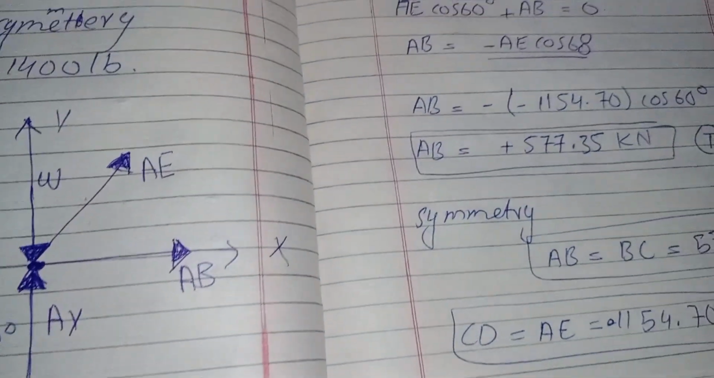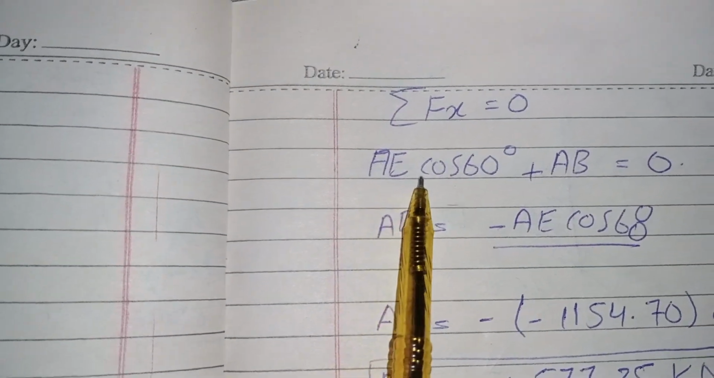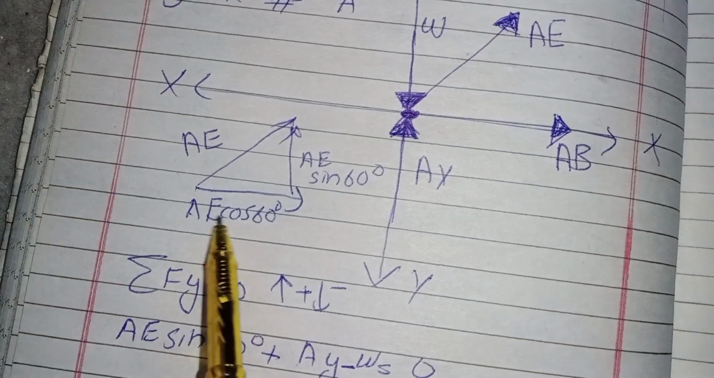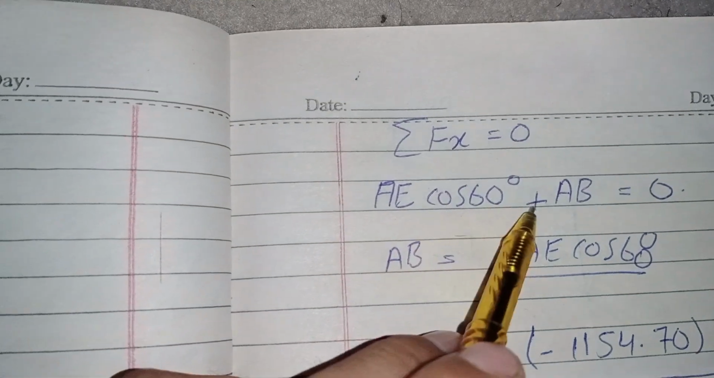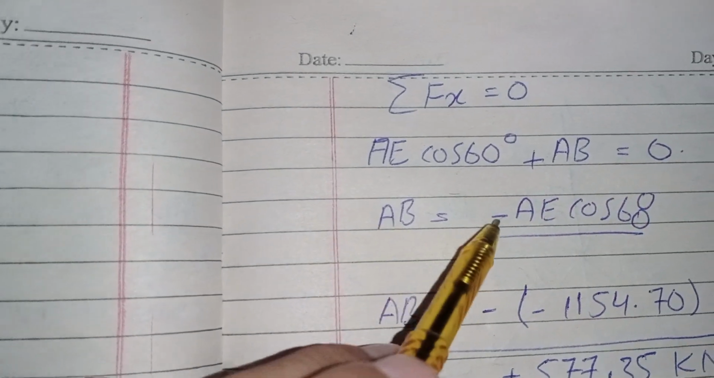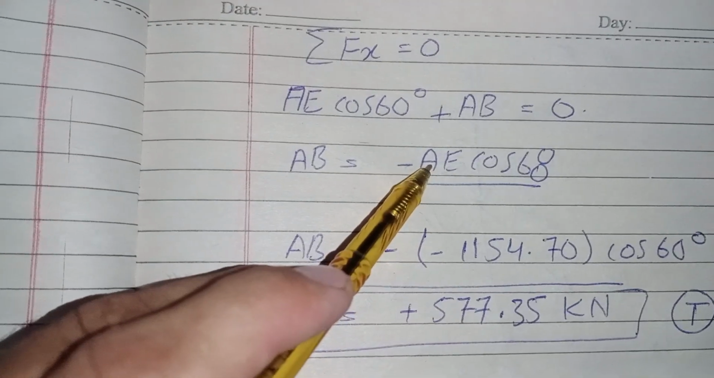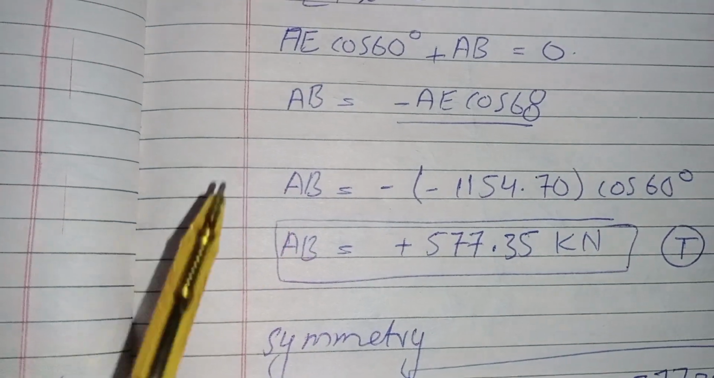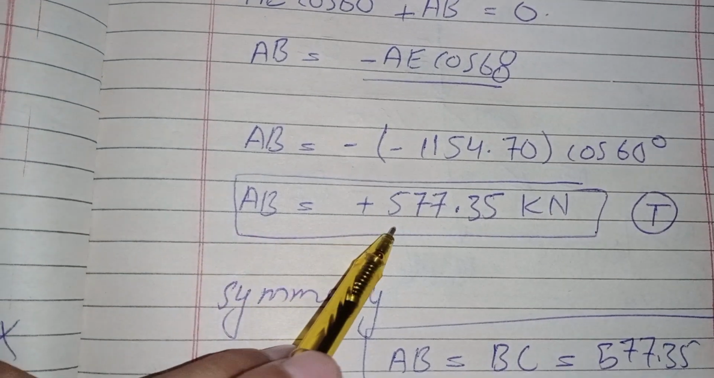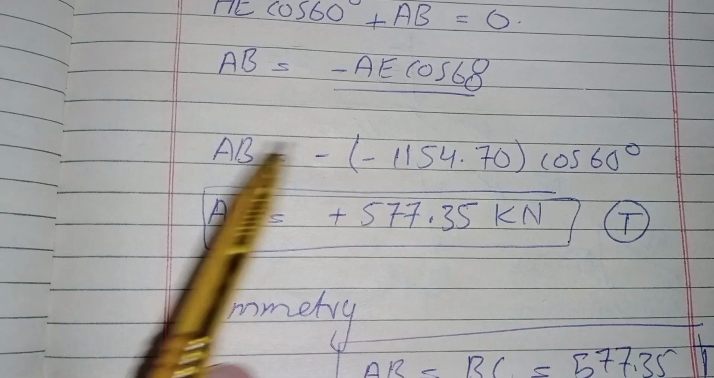so now summation of all horizontal forces on this joint equal to 0. So AE cos 60 and AB, these two forces: AE cos 60 plus AB equal to 0. AB will equal AE cos 60 degree. AE value, I replace it by the value 1154.70 cos 60. So if you calculate it, AB will become 577.35 pound, which is in tension.